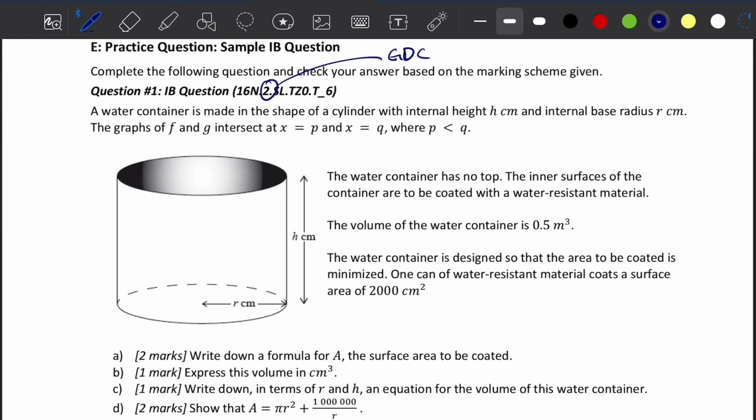The water container has no top, and the inner surface of the container is to be coated with a water-resistant material. The volume of the water container is 0.5 meter cube, and the container is designed so that the area to be coated is minimized. One can of water-resistant material covers a surface area of 2000 centimeter squared. So this is all the information that we need to know.